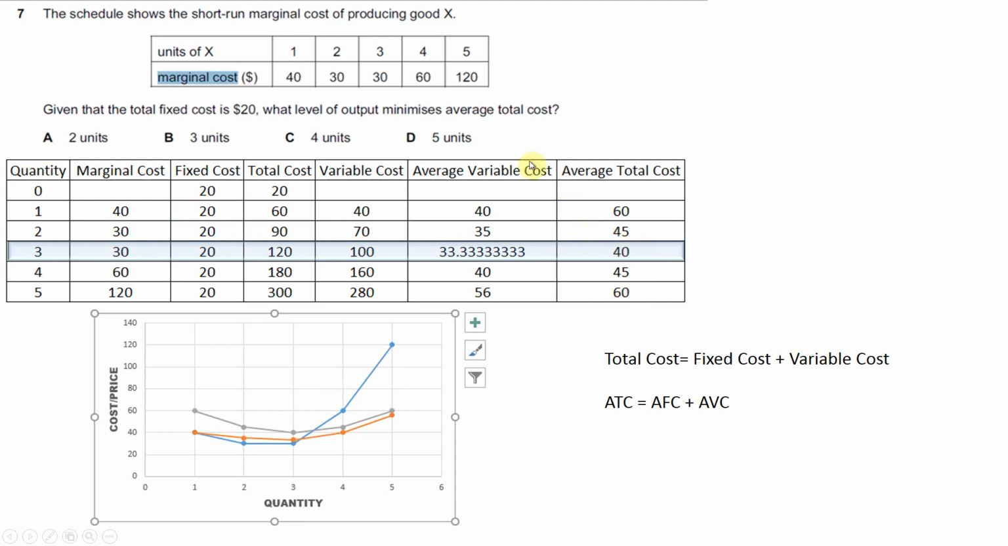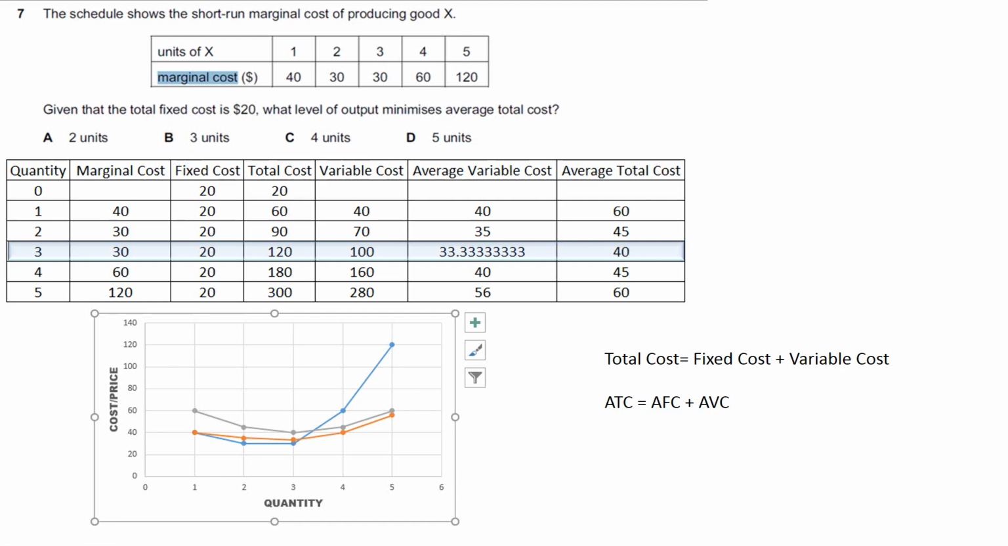So the answer to this multiple choice question, which says, given the cost of $20, what level of output minimizes average total cost? We look at our average total cost, we find the minimum value of 40, and then we find the corresponding quantity that goes along with that. So the answer to this question is B, 3 units. That's the minimum average total cost.